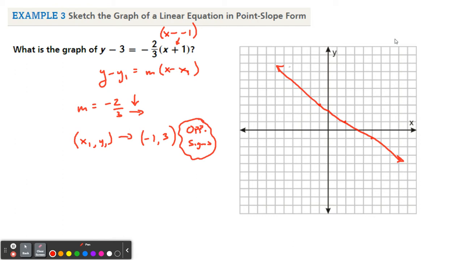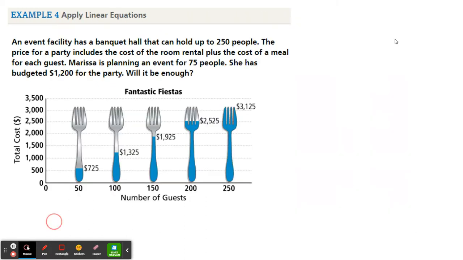All right, last but not least, favorite part of the lessons, the word problems. Here we go. So it says an event facility has a banquet hall that can hold up to 250 people. The price for a party includes the cost of the room rental plus the cost of meal for each guest. Marissa is planning an event for 75 people, she has budgeted $1,200 for the party. Will it be enough?